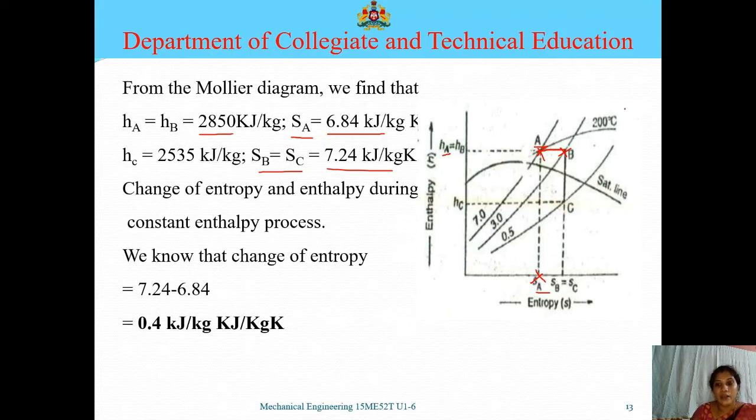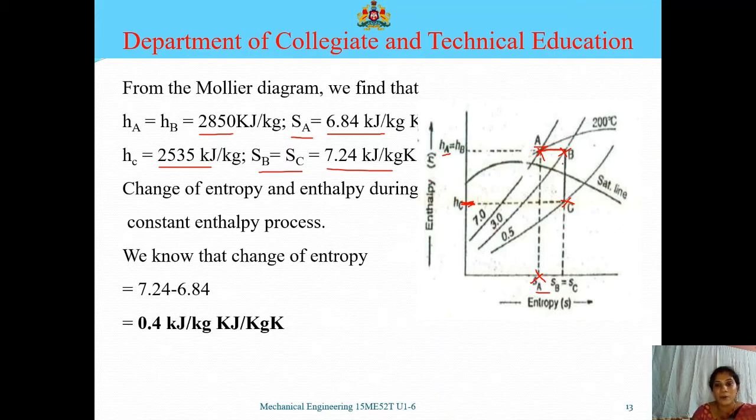So what I'll do, I'll draw a straight vertical line till it meets the pressure line at 0.5 bar. Okay. So the pressure it meets at 0.5 bar. I'll mark this point as C. Then I'll draw a horizontal line at HC. The value at this point will give me the value of HC. So the value of HC is how much? 2535. Understood? So now I got all the three values.